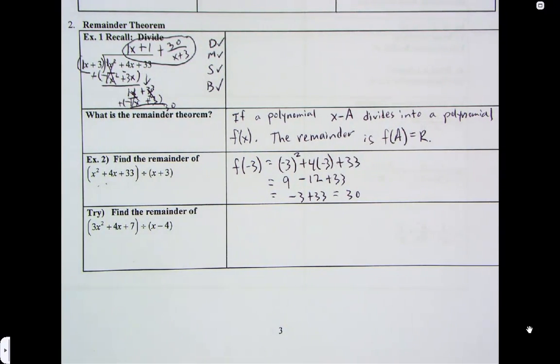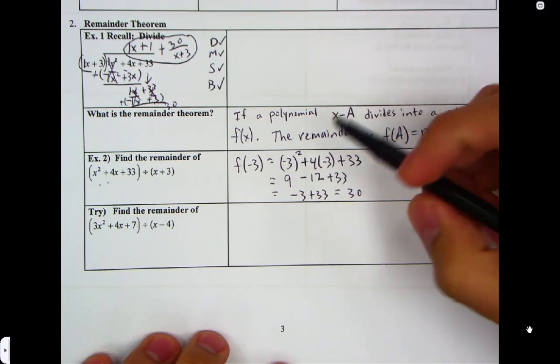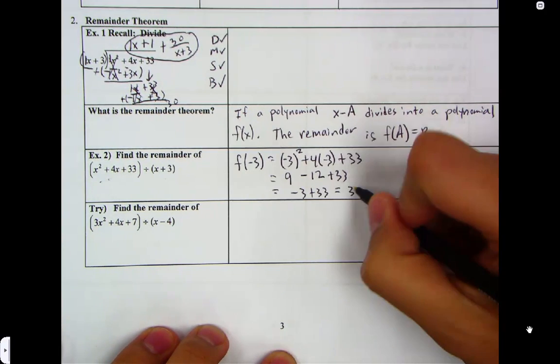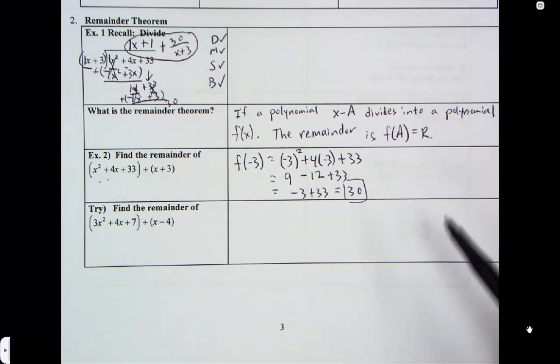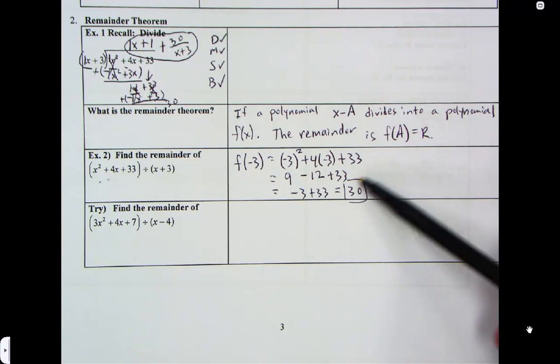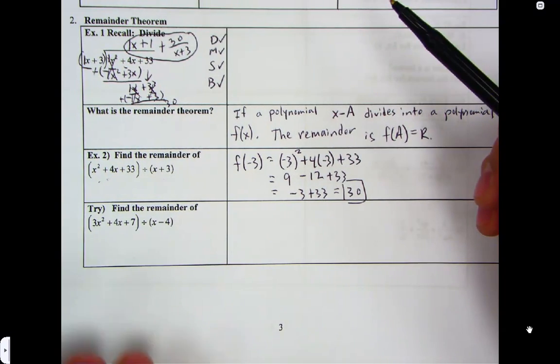So the remainder theorem says that my remainder for this polynomial should be 30. And if you look at example 1, the remainders are the same, 30 and 30. So we're going to try this.